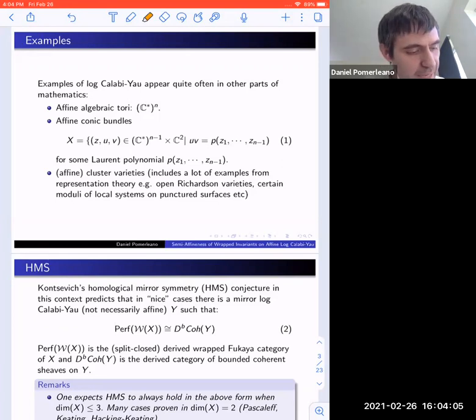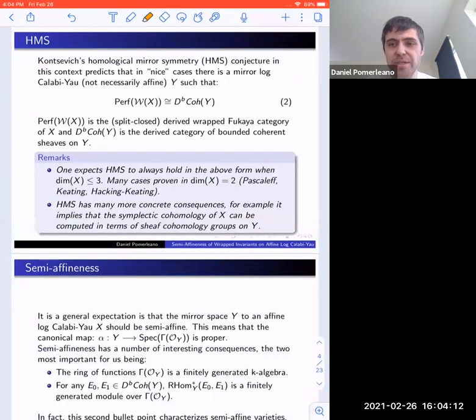And so the result that I want to explain is inspired by Kontsevich's homological mirror symmetry conjecture. What the conjecture predicts is that in nice cases, there exists a mirror log Calabi-Yau variety, some Y, which is also smooth, so that the derived wrapped Fukaya category is equivalent to the bounded derived category of coherent sheaves on your Y.